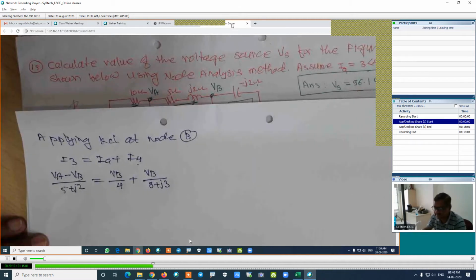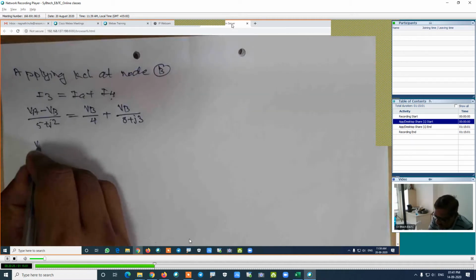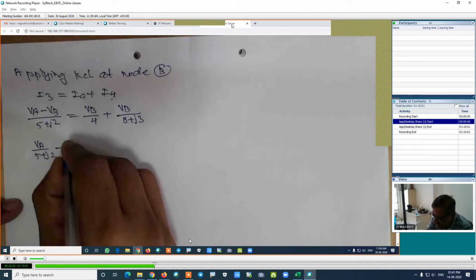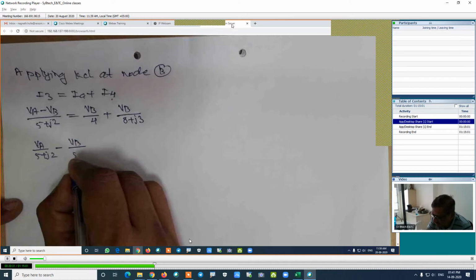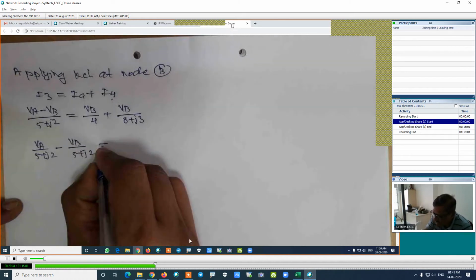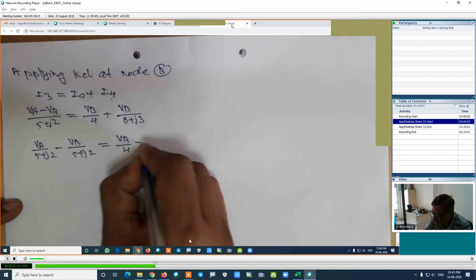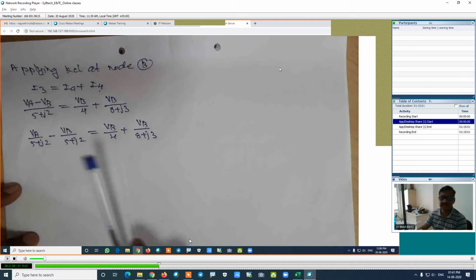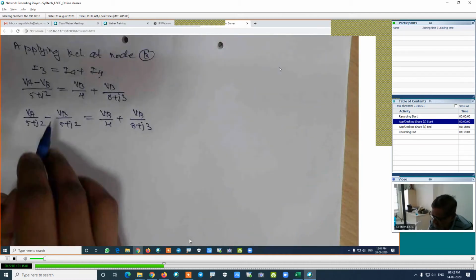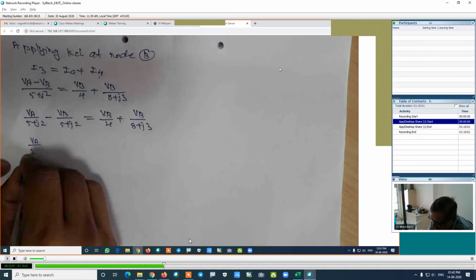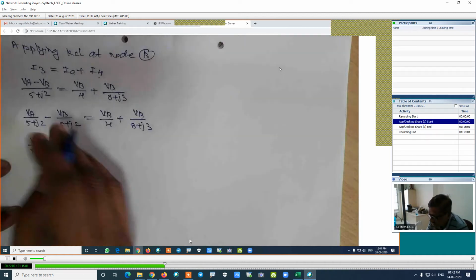Now we will simplify this equation. This is VA divided by 5 plus J2, minus VB divided by 5 plus J2, which is equal to VB divided by 4 plus VB divided by 8 plus J3. I will shift this VB to the other side. On this side, it is VA divided by 5 plus J2, which is equal to VB on that side.